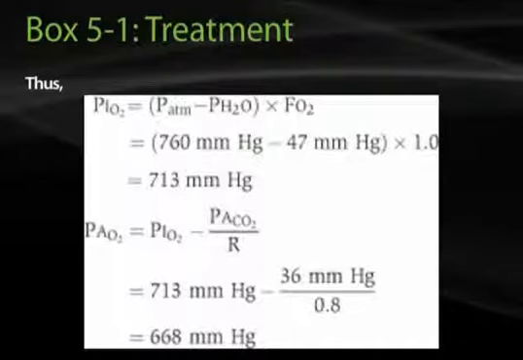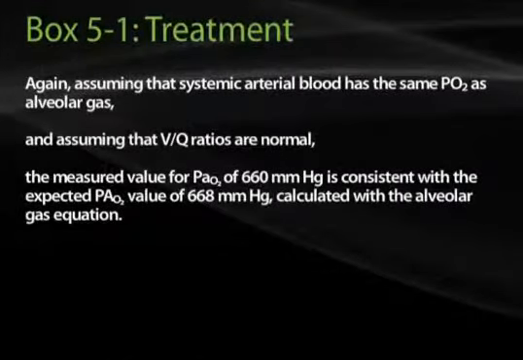So, doing the math, his inspired O2 is his atmospheric pressure minus water vapor times the FiO2: 760 minus 47 times 100%. So the inspired O2 is 713. To get the alveolar O2, we have to subtract the alveolar CO2 divided by the respiratory quotient. For alveolar CO2, we use the arterial CO2. So 713 minus 36 over 0.8 gives us an alveolar O2 of 668 millimeters of mercury.